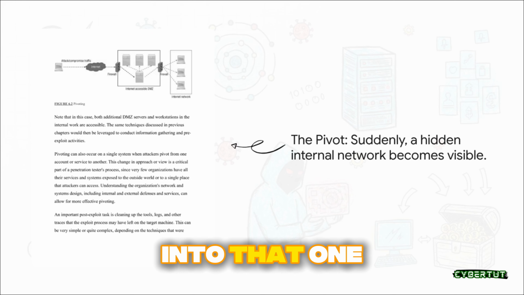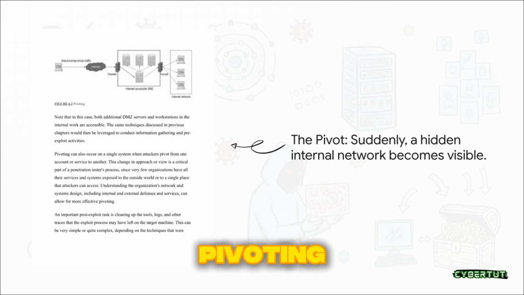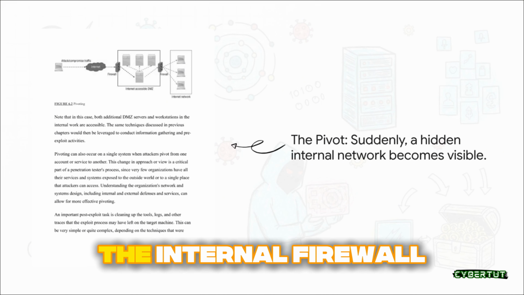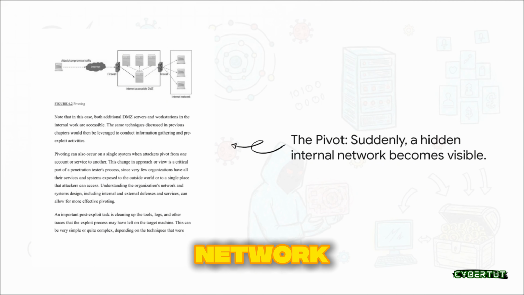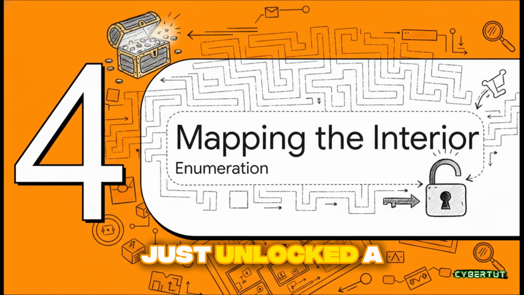But by breaking into that one server and then pivoting, bam, we can suddenly see past the internal firewall. A whole private network, one that was completely invisible from the outside, is now laid out right in front of us. We've basically just unlocked a secret level of the game. But what's even in here?